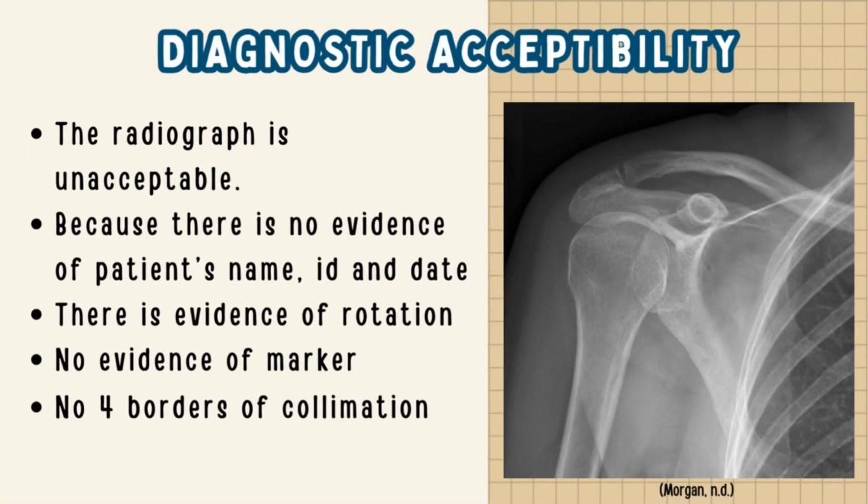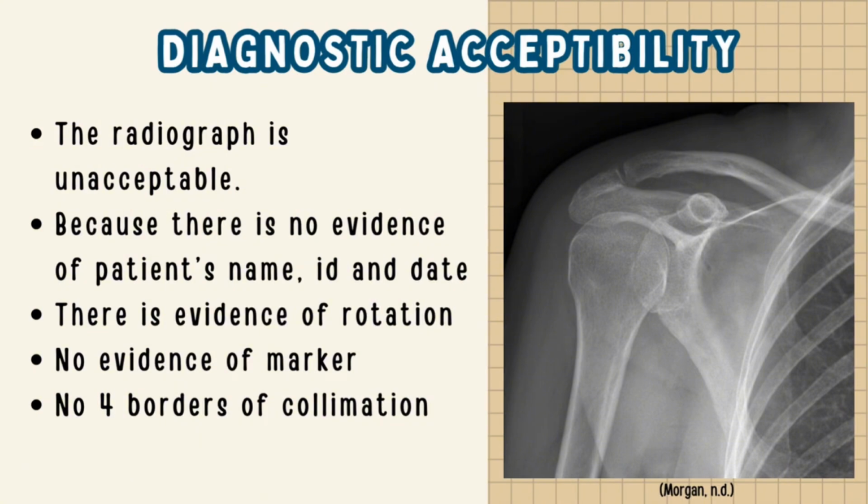Now, I will explain the diagnostic acceptability in more detail. So, this radiograph is considered not acceptable because it contains several major errors. Firstly, there is no patient information such as the name, ID, date, and place of examination. This is very important for patient identification, and without it, the radiograph cannot be verified. Secondly, there is no anatomical marker shown on the radiograph. This can cause confusion in identifying the correct side of the body.